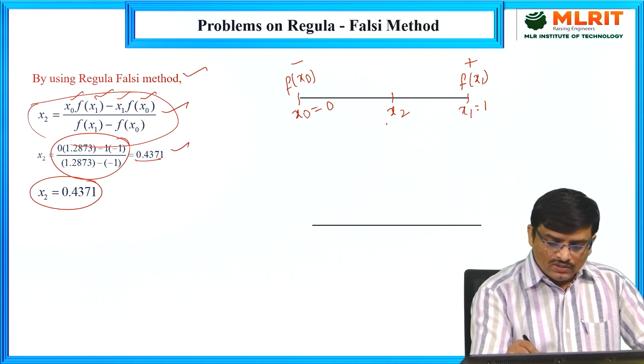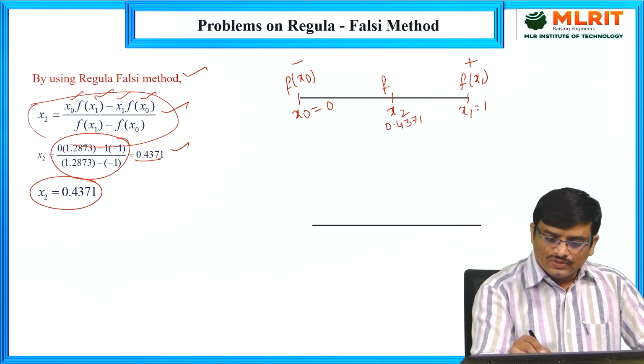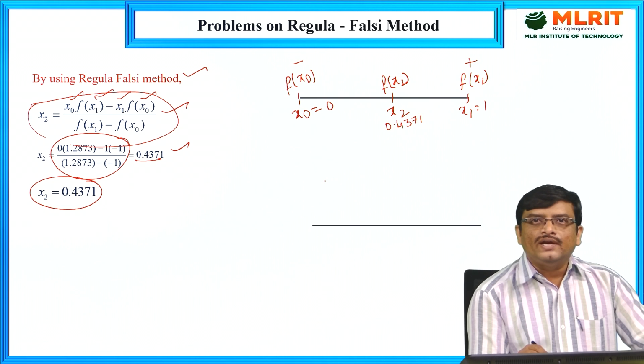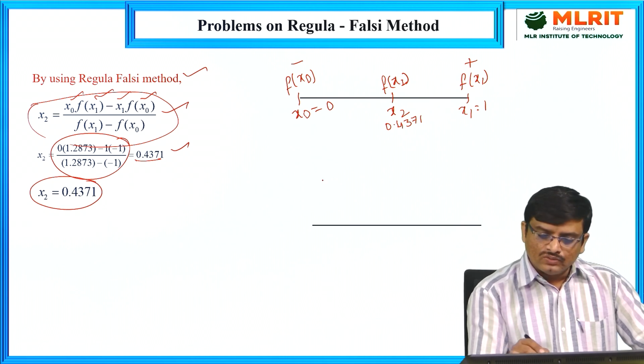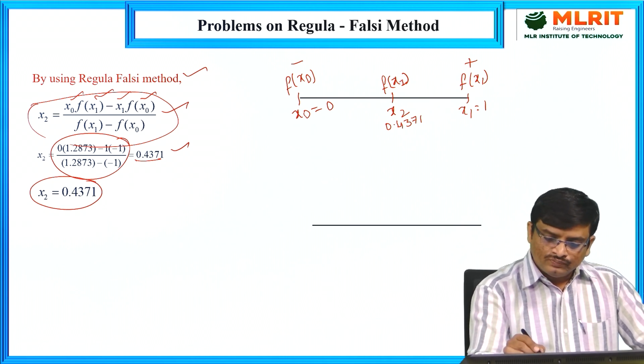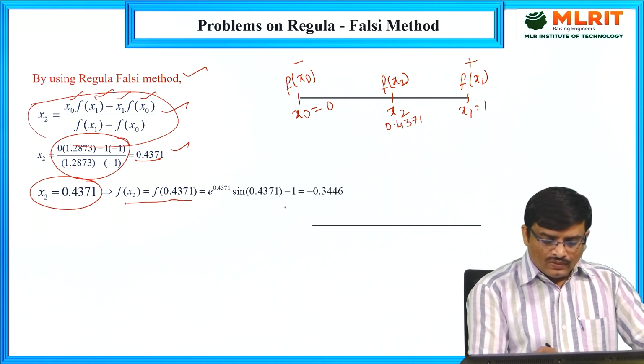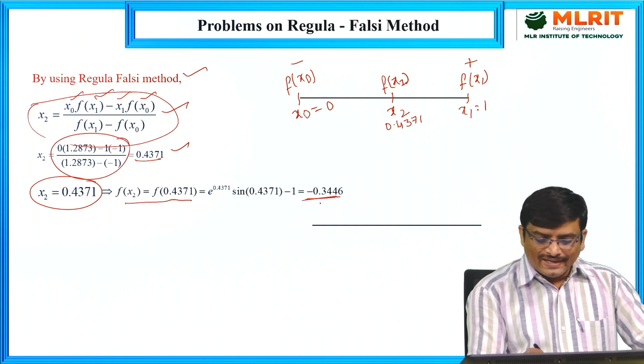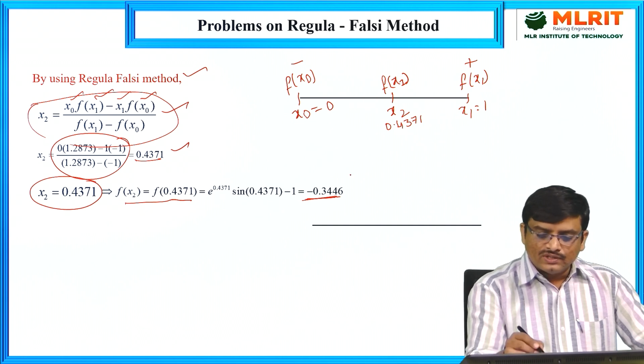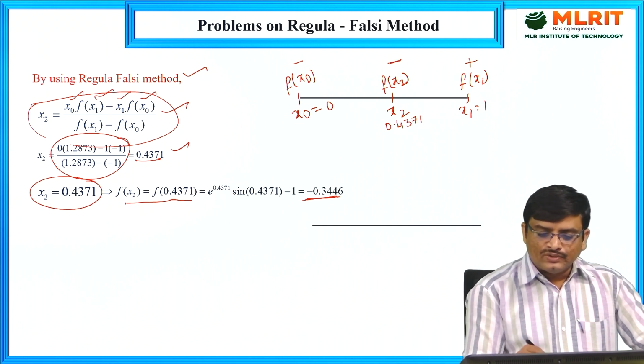Now we got 0.4371. Now I want to substitute that value in the function and we'll decide whether you will get a positive value or negative value here. So now f of x2. So here we got with a negative sign, so minus 0.3446. So represent this negative sign.